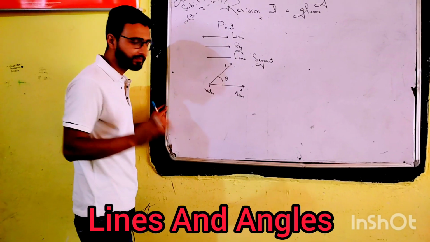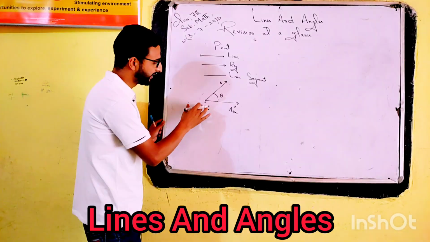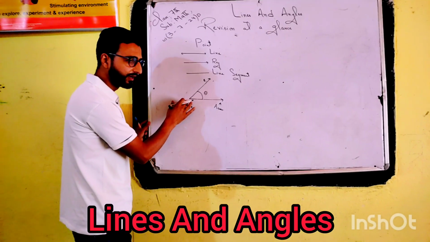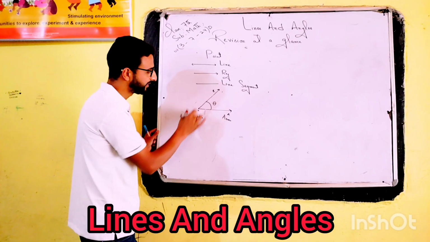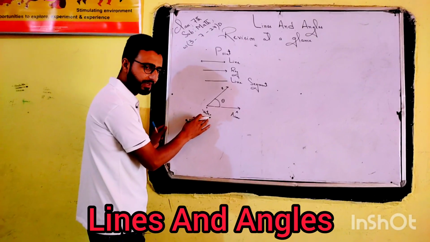Do you understand? Yes, sir. So OA and OB are the two arms of the angle, and this O, where the two rays start or initiate, is the common point of the two rays. This is called the vertex of the angle, right?